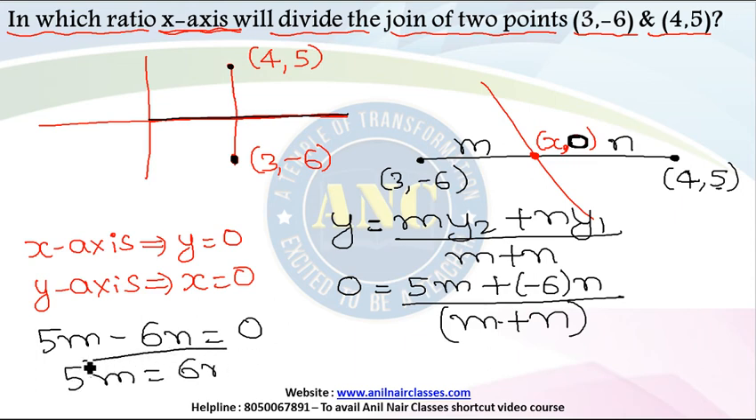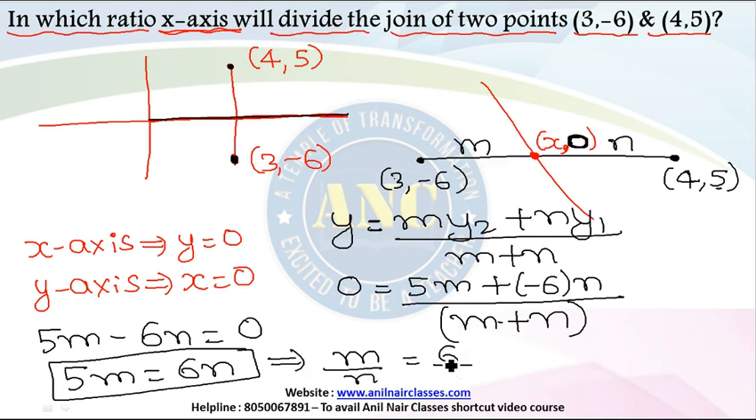Can I also say from this equation that I want the m and n ratio? So m by n is nothing but 6 by 5. That means in what ratio is it divided? It is divided in the ratio 6 is to 5. The answer for this question is 6 is to 5.